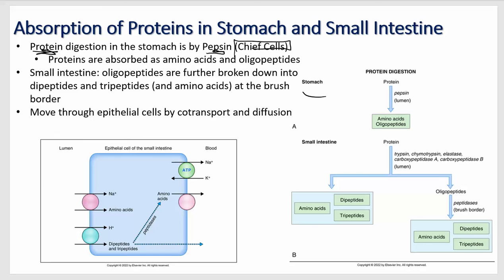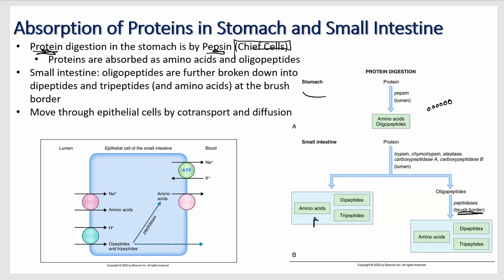So proteins are broken down by pepsin into amino acids and oligopeptides, which are longer chains of proteins. So that's really too long. We don't like them that long. So in the small intestine, the oligopeptides are further broken down into dipeptides and tripeptides and amino acids, just regular amino acids. So proteins are broken down into these components. Oligopeptides are also broken down, and this happens again at the brush border, not that important.